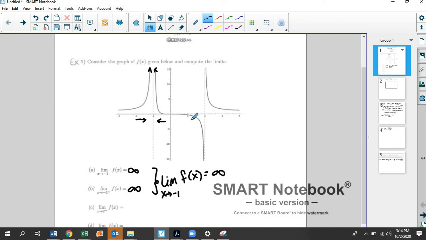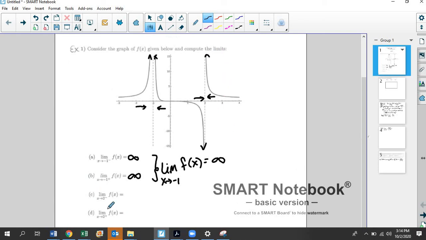Right here, as we approach 2 from the left-hand side, we go to negative infinity, but as we approach it from the right-hand side, we go to positive infinity. So here we would say that the limit from the left is negative infinity and the limit from the right is positive infinity. And so therefore, if we ask for what the limit as x approaches 2 of f of x was, we would once again put does not exist because they're not going in the same direction. All right, one's to negative infinity, one's to positive infinity, so therefore the limit does not exist at all.